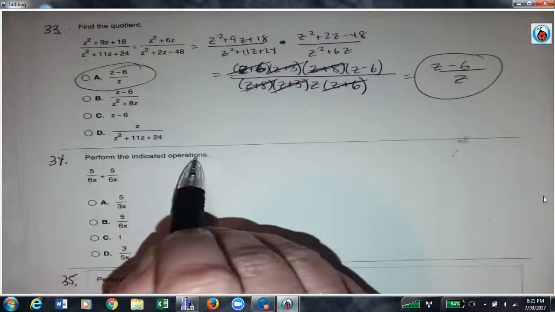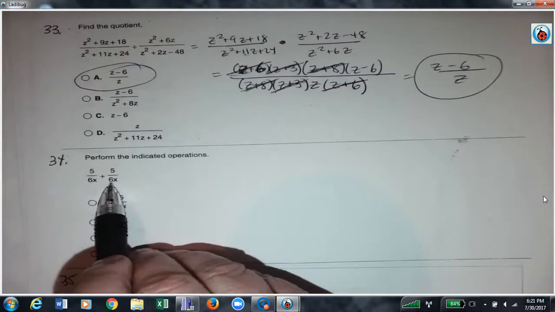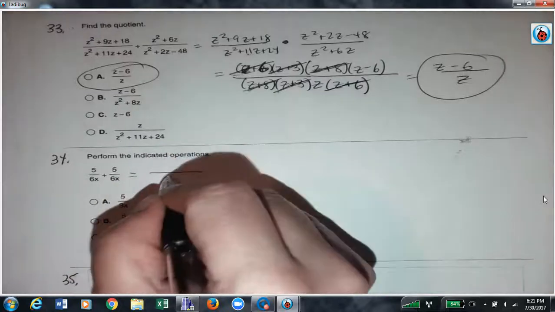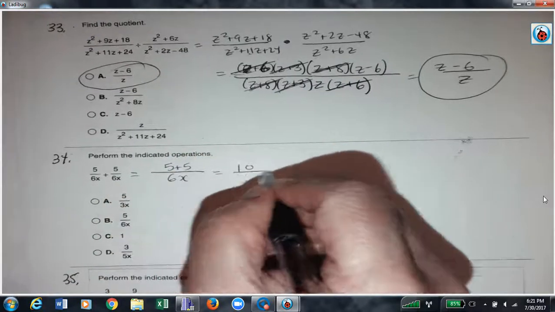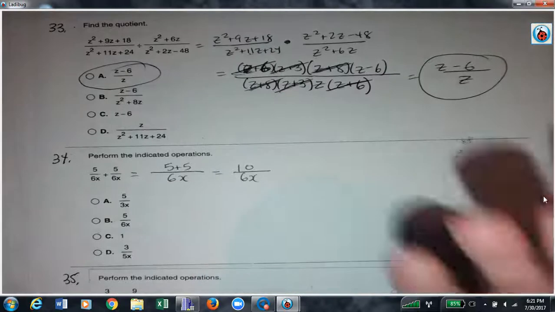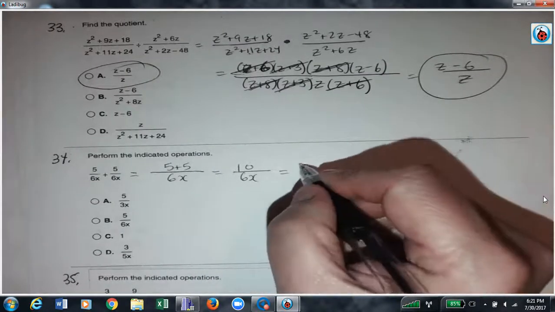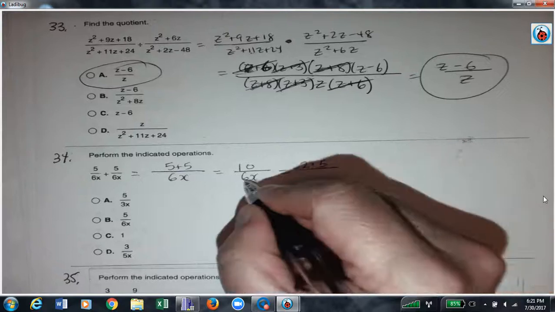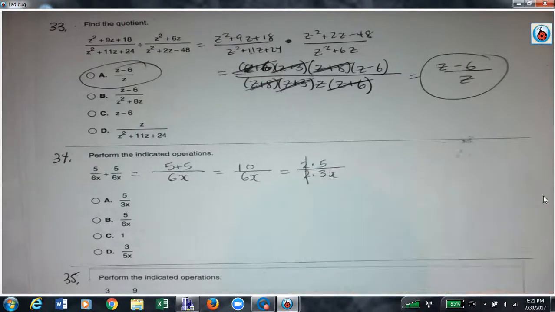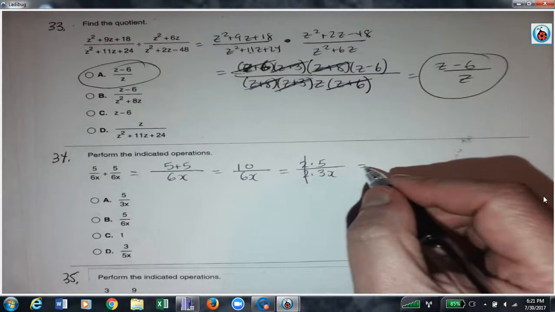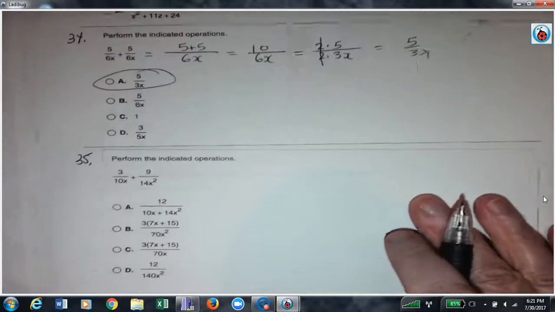Okay, perform the indicated operations. If I'm adding, they have the same denominator, so they go into one numerator. This is correct, but it's not simplified. 10 is the same thing as 2 times 5. 6 is the same thing as 2 times 3, and then we have the x, and now the 2's cancel. And so I'm left with 5 over 3x.